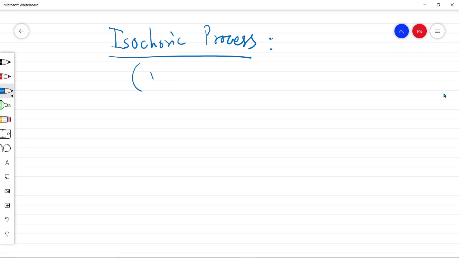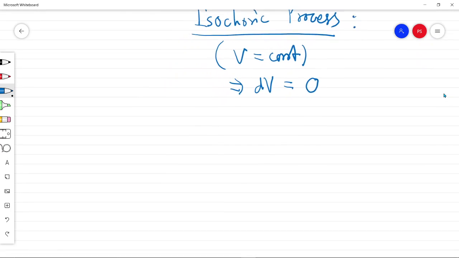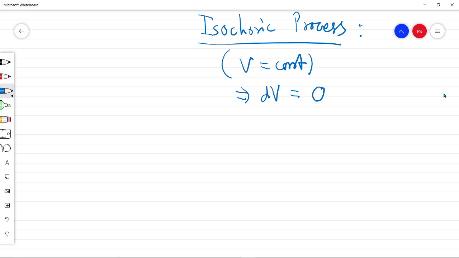Isochoric process is a process where the volume is kept constant. Since volume is constant, its change is zero. Obviously, the derivative of a constant is zero. Since dV is zero, and work done is given as P dV, the work done is zero straight away. So, an isochoric process does not perform any mechanical work.